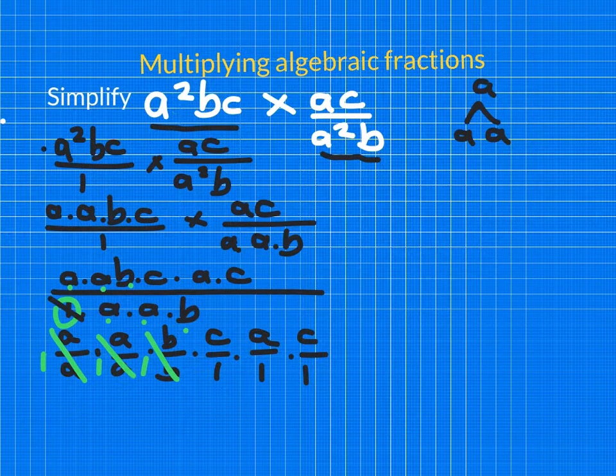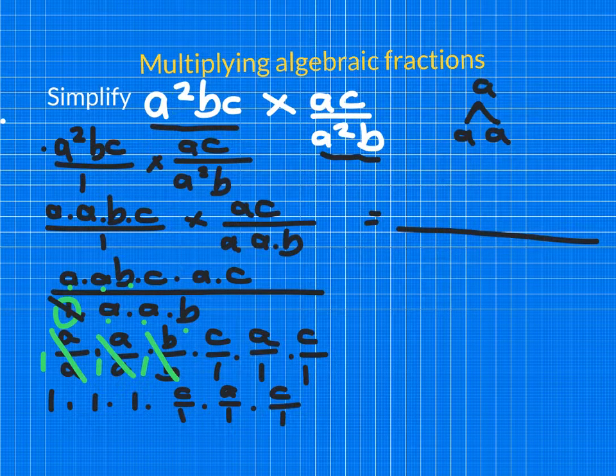And now we can just bring the fractions into one whole fraction again. So as one whole fraction, we've got, down here, 1 times 1 times 1, and on top C over 1 times A over 1 times C over 1. Bringing it all together, we've got 1 times 1 times 1, which is simply 1, and then we've got C, we've got A, we've got C, and we've got 1 times 1 times 1.